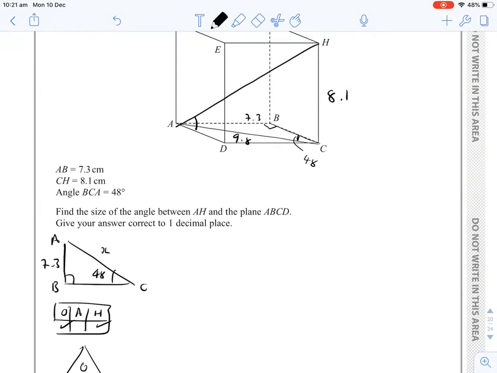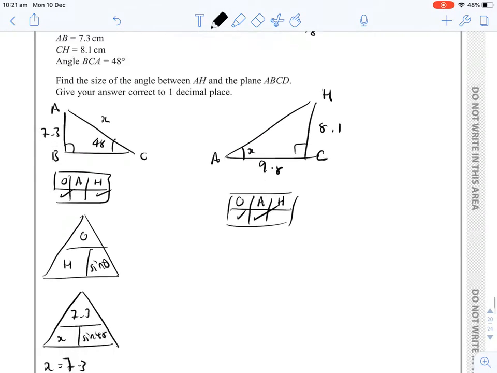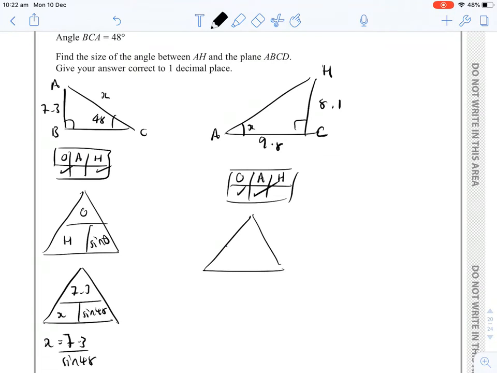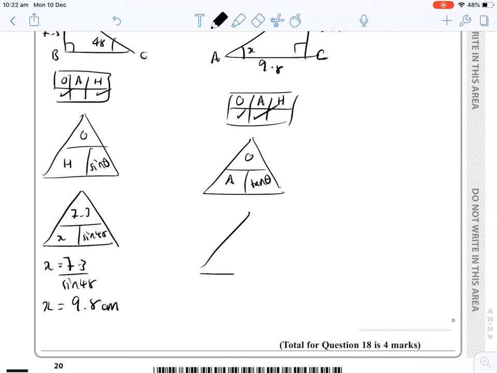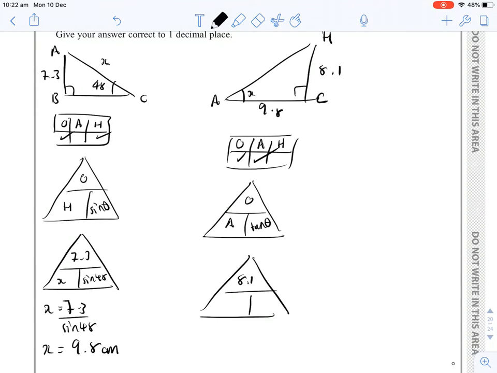Now what I can do is draw a second triangle. So we're going C to H to A. We want to find the angle X. We know that's 8.1 and we know that's 9.8, and so I can then draw my little table out, O, A, and H. This time I've got the opposite and the adjacent, so that tells me I've got to use tan. So O over A, tan theta. Again, plugging the numbers in. The opposite is 8.1. The adjacent is 9.8. And we've got tan theta.